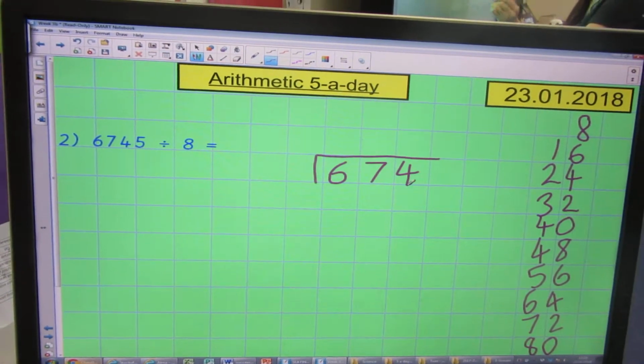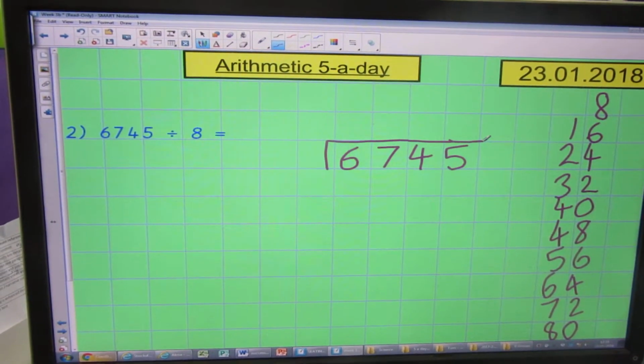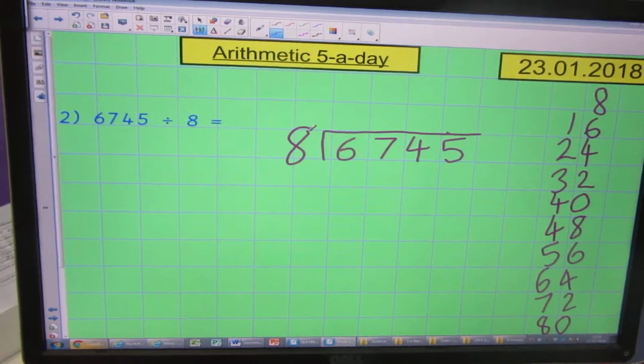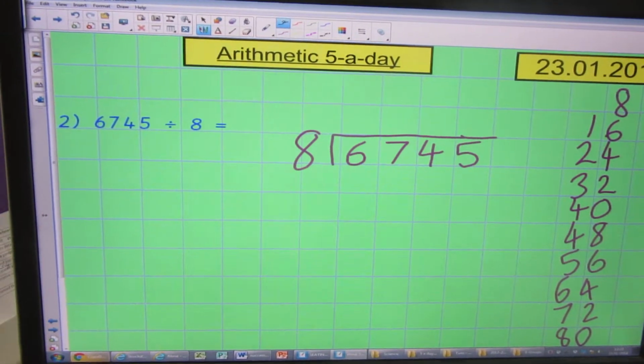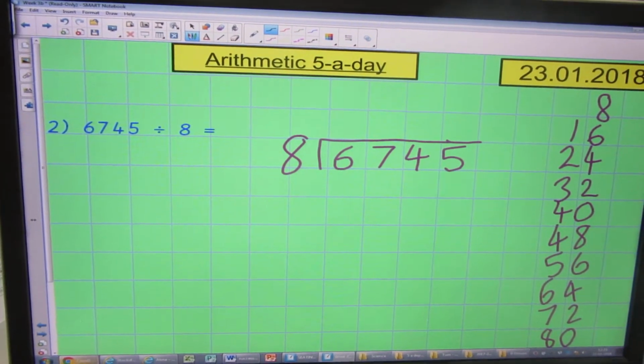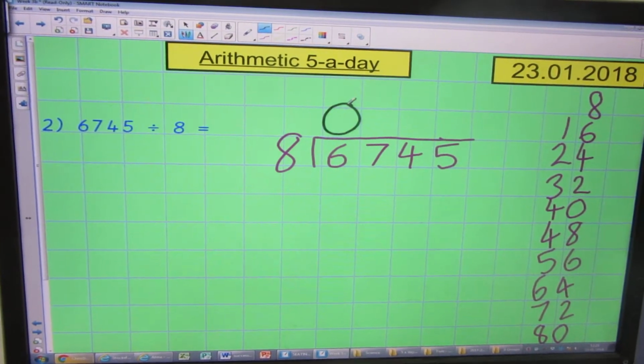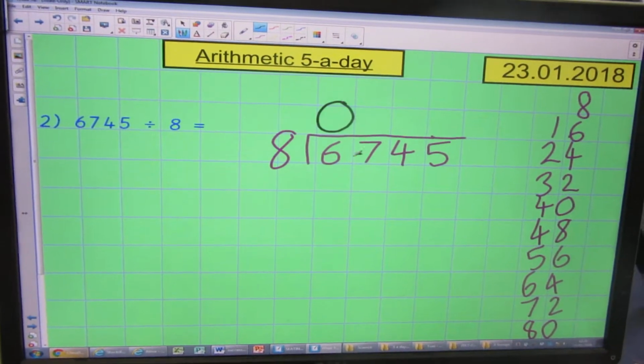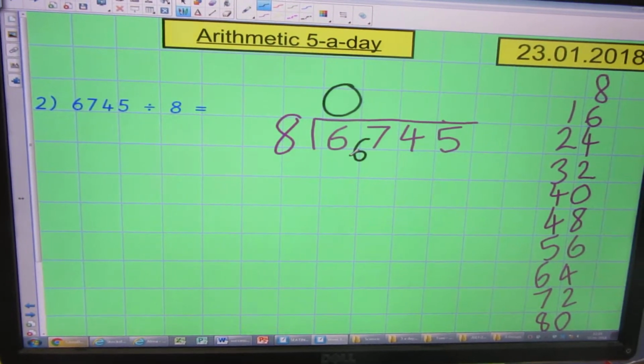Fantastic. So we've got 6,745 divided by 8. How many 8s go into 6, Anna? Into 6. And 0. What's your remainder? 6. Lovely. How many 8s go into 67, Anna?